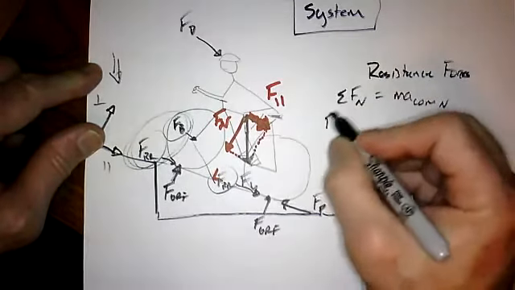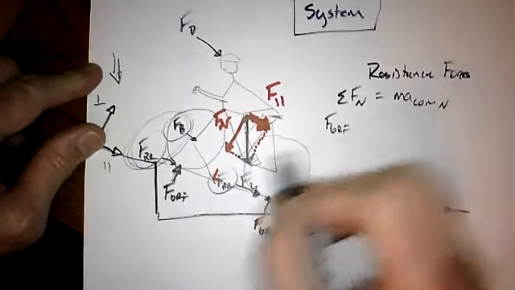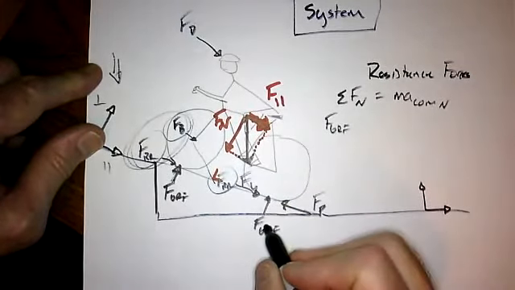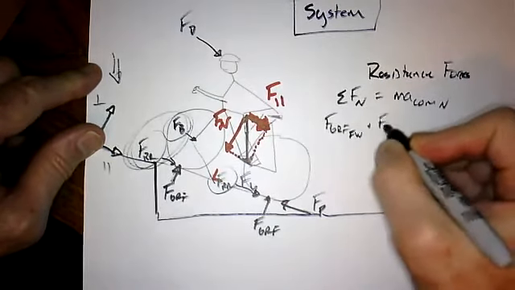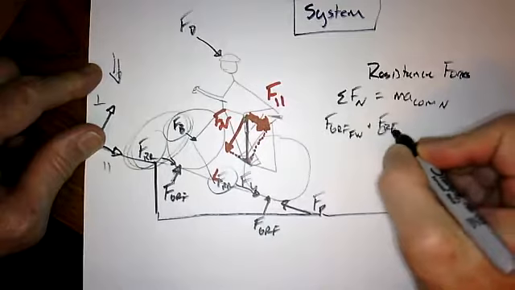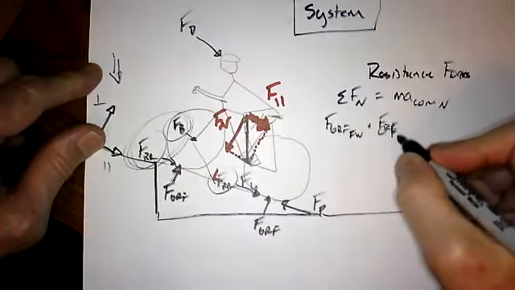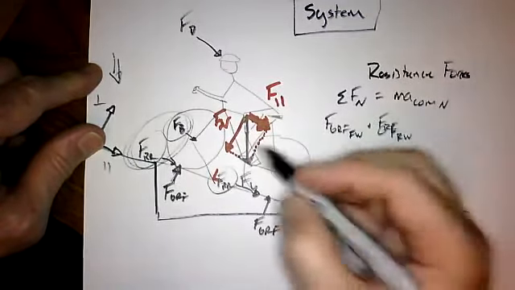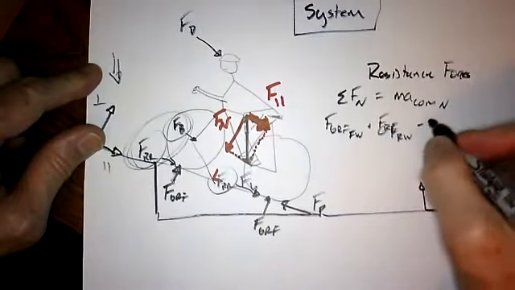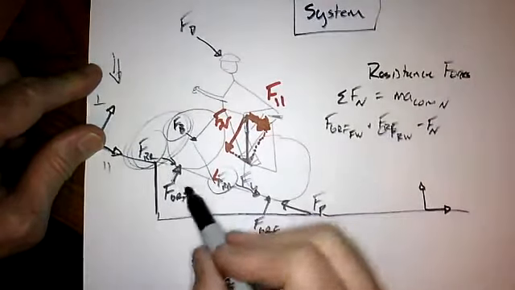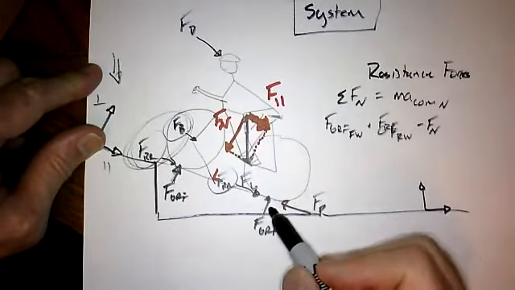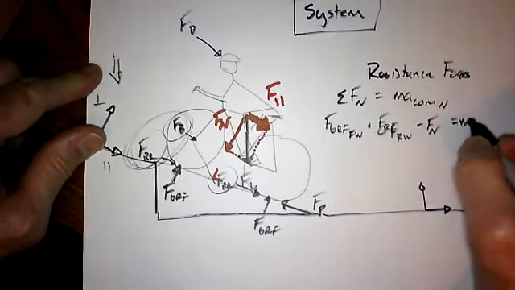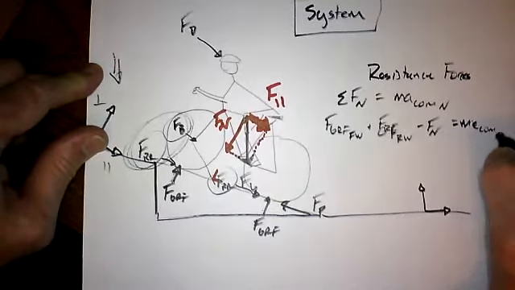And so what do we have? We have FGRF at the front wheel plus FGRF at the rear wheel, and minus Fn, and those are all the vertical forces, excuse me, the normal forces, okay? I put those in the equation and I get MACOM in the normal direction.